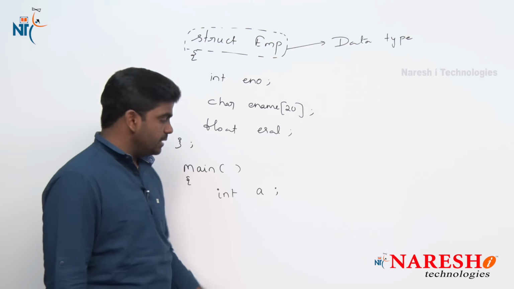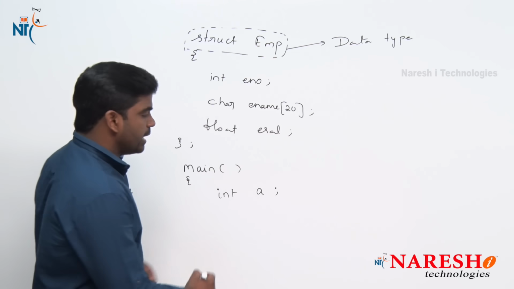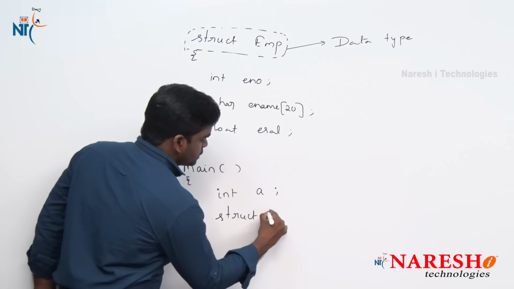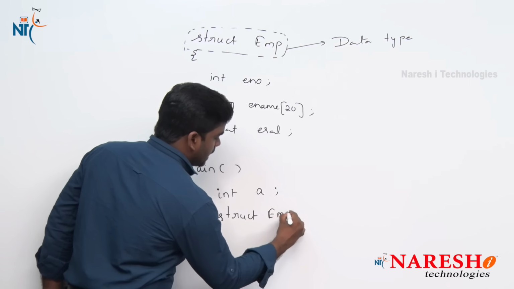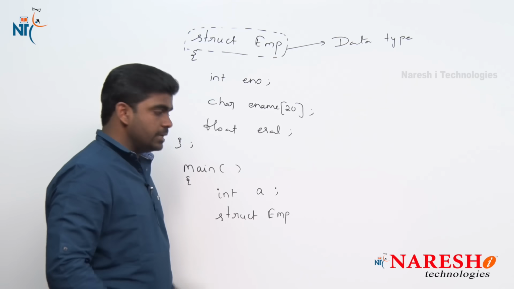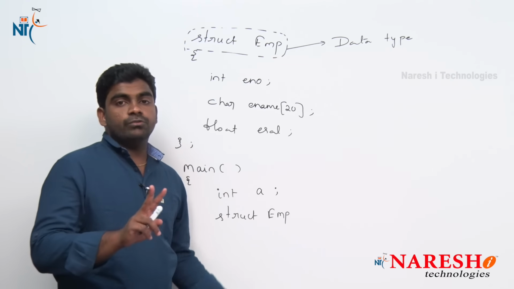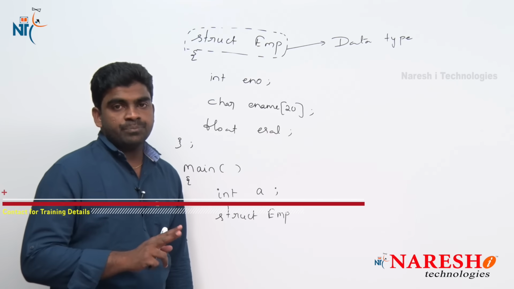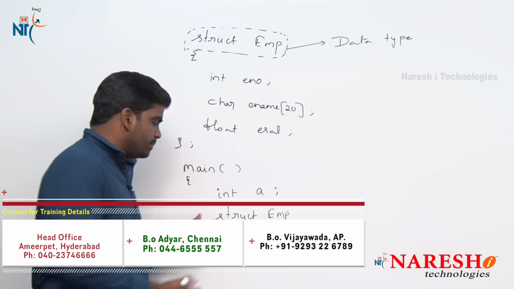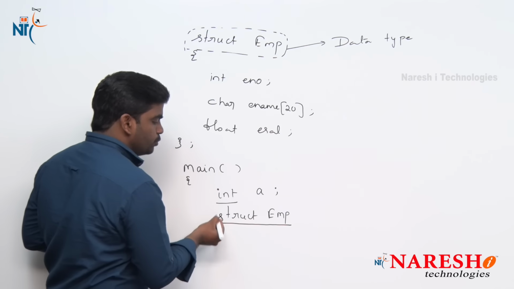In the same way, int is a data type. In place of int, what do we have to write? Struct emp. Combinedly, this is a data type. Very, very important: don't think that only struct is a data type or only emp is a data type. You have to use 2 words. Most of the students get confused here. A primitive data type is a single word, but a user defined data type has 2 words.